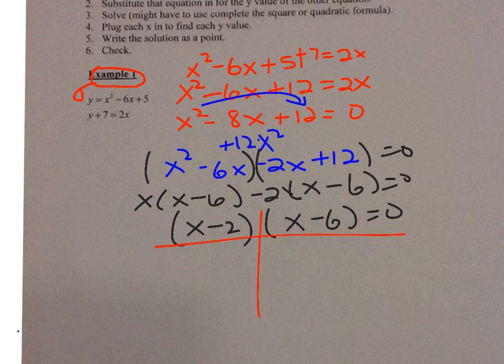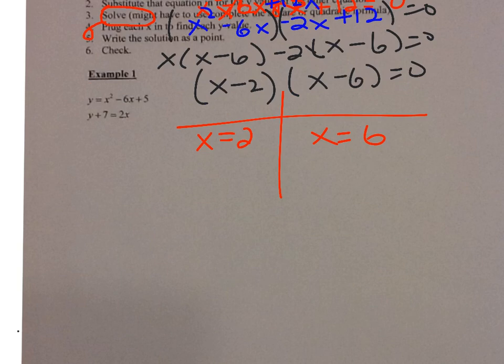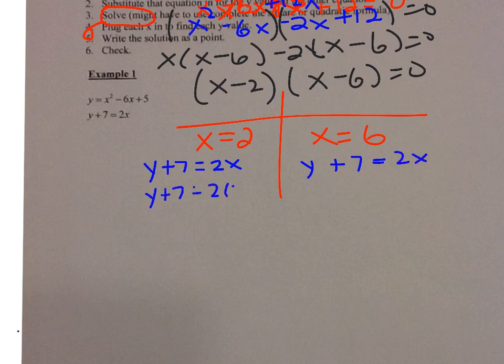So I draw my t-chart and I get x is equal to positive 2 and x is equal to positive 6. Okay, so after we get our x values, we want to get our y values. So you're going to take each x value and plug it into one of the equations to find the y value. So I'm going to plug it into the linear because the linear equations are usually easiest. You have to do this for each x value. So it's y plus 7 equals 2 times 2. That's my x value, 2. So y plus 7 equals 4, so minus 7, y is equal to negative 3.